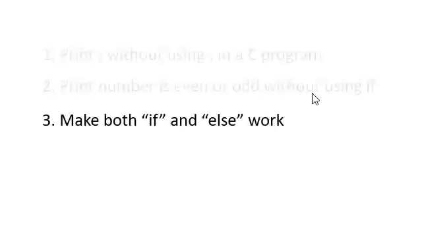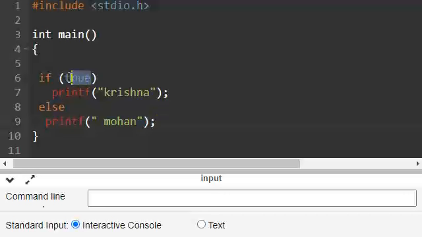Make both if and else work. In an if condition, if the condition is true, the first part of the statements will get executed. If the condition returns false, the else part will get executed. But here I want to execute both the if part and the else part. Let us see how we can do that. If the condition returns true, this part will be executed and it will print Krishna. If the condition is false, this part will get executed and it will print Mohan. But I want to print both. Let us see what it will do.